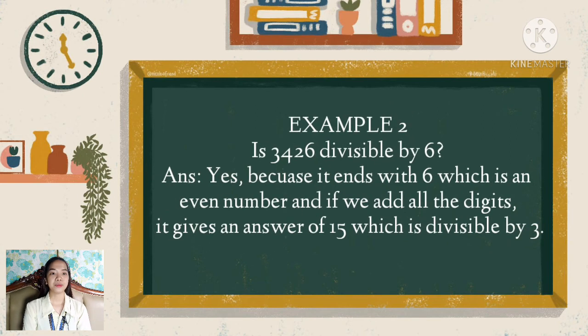Example number 2. Is 3,426 divisible by 6? The answer is yes, because it ends with 6, which is an even number, and if we add all the digits, it gives an answer of 15, which is divisible by 3.